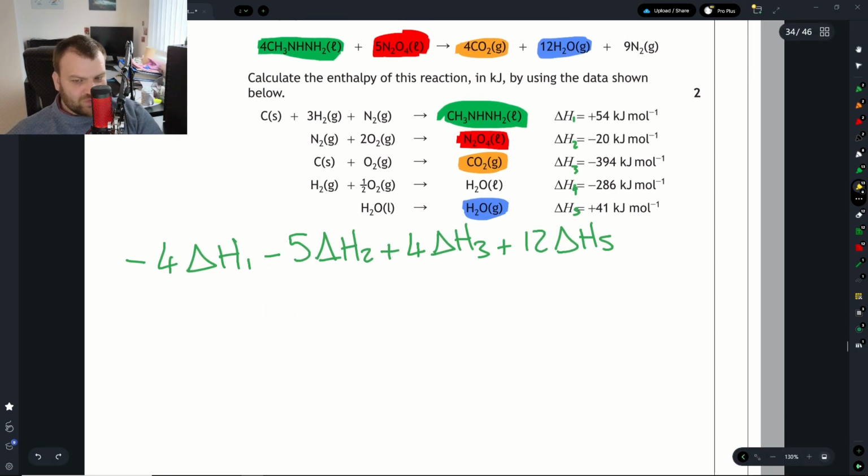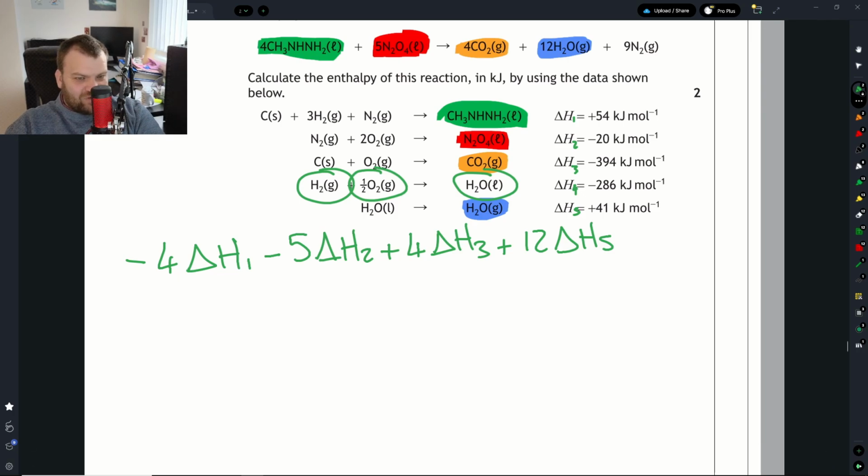We've not used all the equations yet. So I need to try and think of, well, how am I going to use delta H4? What I'm spotting in delta H4 is that we've got water as a liquid, we've got hydrogens as a gas, and we've got our O2. The purpose of this one is to get rid of the hydrogen from the first equation, because that's no longer there, and also to get rid of the liquid water from equation 5.